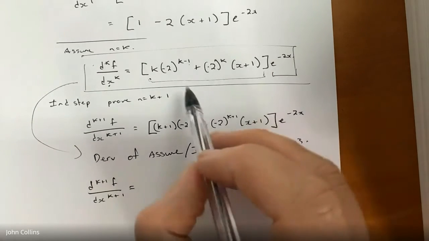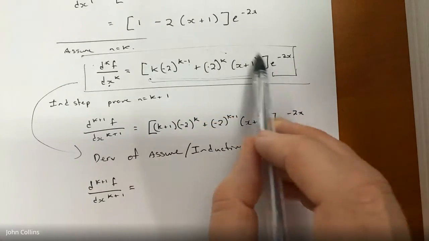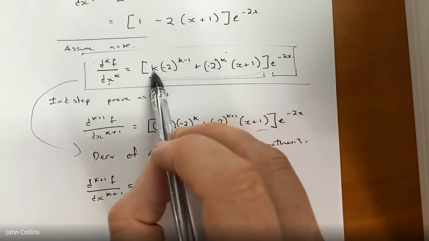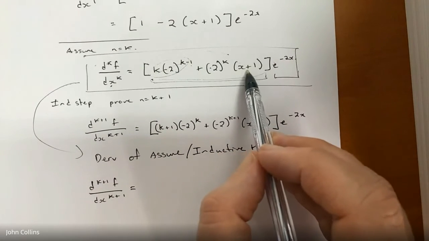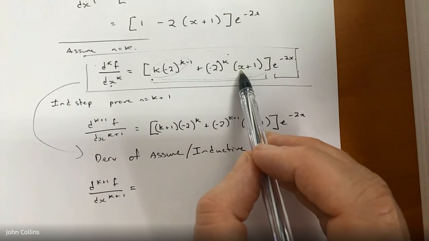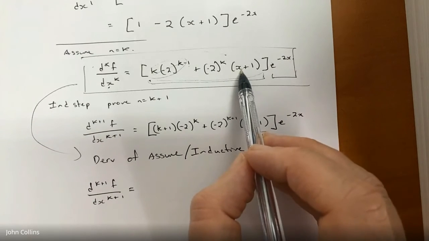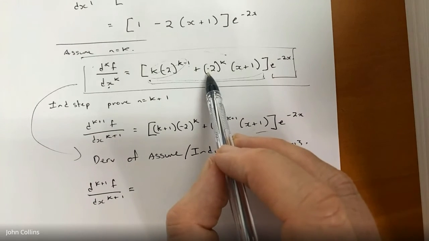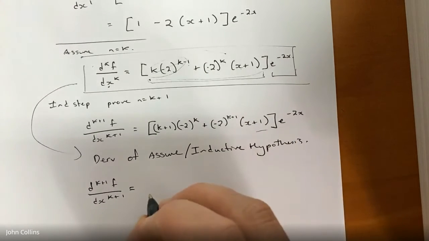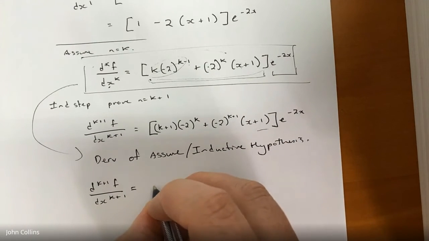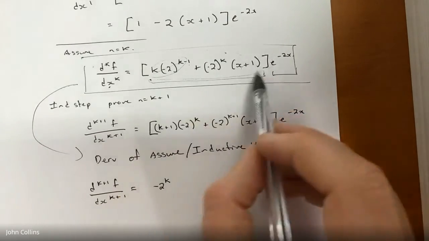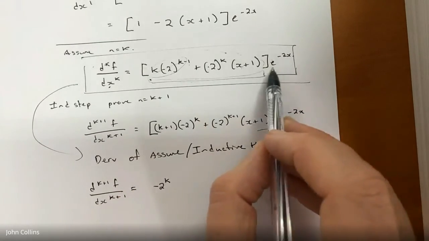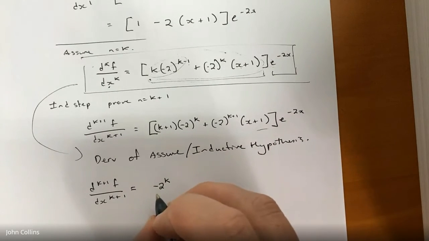So the derivative of this bit, well, I think this is a constant, so it goes away. And the derivative of the x bit is 1. So that's just 1. And that's just going to be multiplied by this, minus 2 to the k. So that's minus 2 to the k times 1, the derivative of the inside bit. And then that's just going to be multiplied by that because of the product rule.